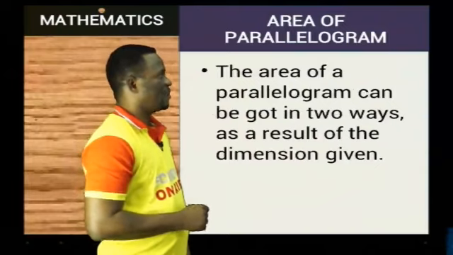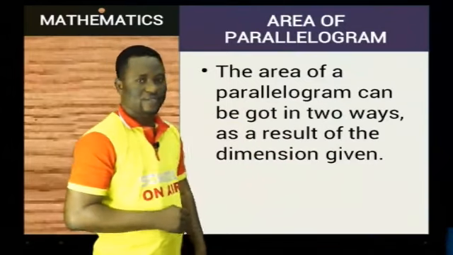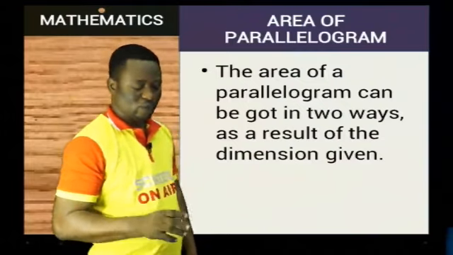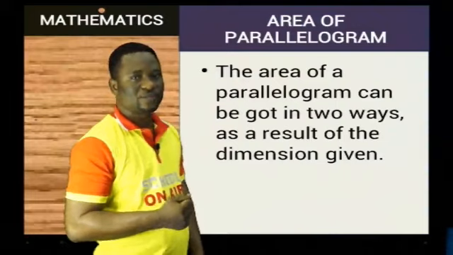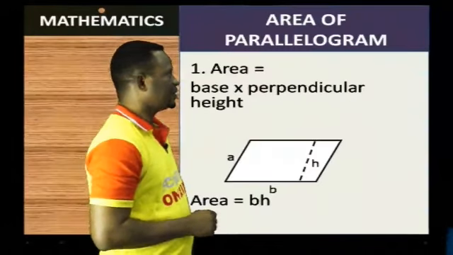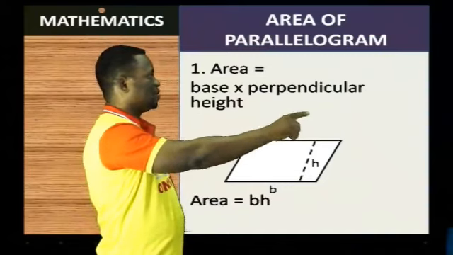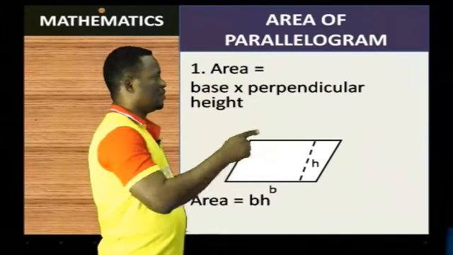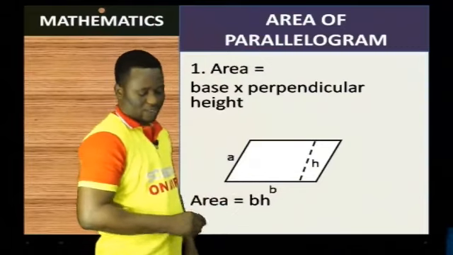The area of a parallelogram can be got in two ways as a result of the dimension given. What's the meaning of this? There is no one formula for parallelogram that will be used to solve all questions on parallelogram, but the information supplied by the question determines the formula to be used. Now, the first one says area is equal to base times perpendicular height, and this is a diagram. The base here is B, while perpendicular height is H. So we have area is equal to BH.